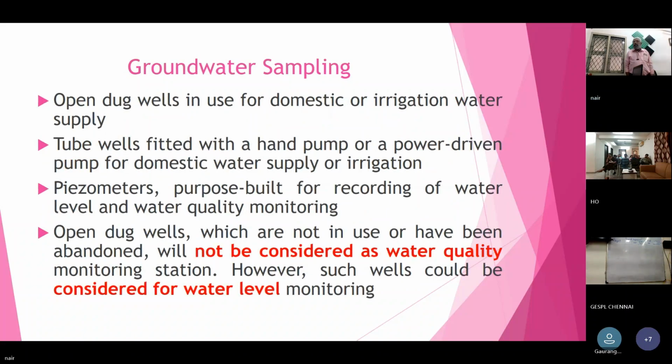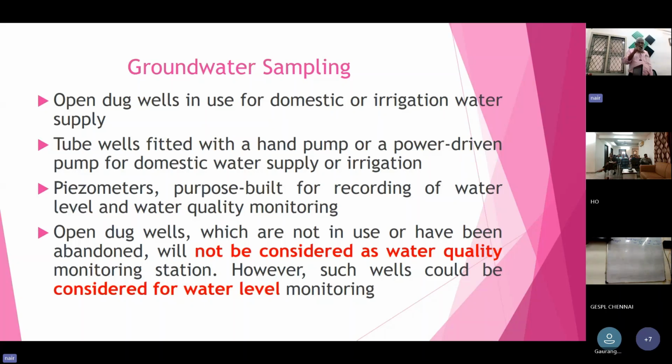Then next, groundwater sample. For groundwater sampling, open dug wells used for domestic and irrigation water supply can be used. Open dug wells, usually that we are doing. Tube wells fitted with a hand pump or a power-driven pump for domestic water supply and irrigation. Tube wells have the pump. You can take water from there also.